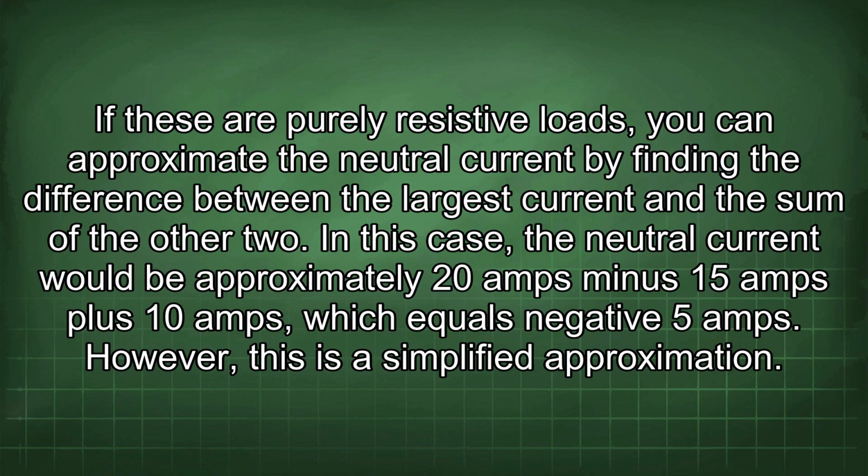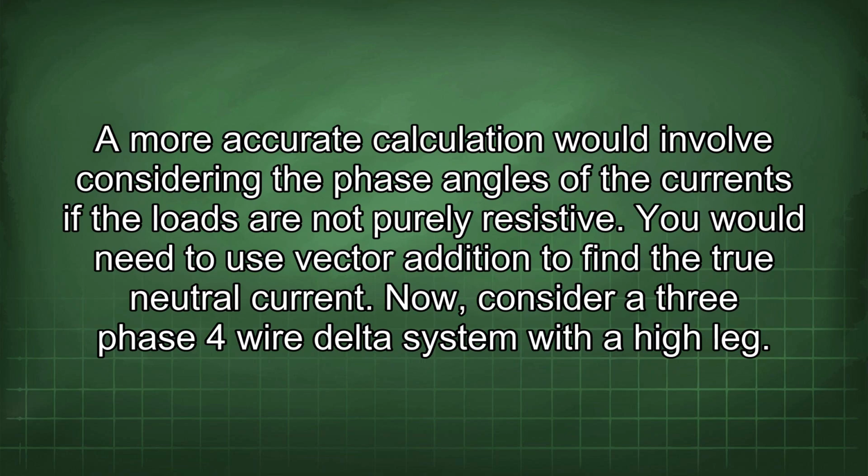If these are purely resistive loads, you can approximate the neutral current by finding the difference between the largest current and the sum of the other two. In this case, the neutral current would be approximately 20 amps minus 15 amps plus 10 amps, which equals negative 5 amps. However, this is a simplified approximation. A more accurate calculation would involve considering the phase angles of the currents if the loads are not purely resistive. You would need to use vector addition to find the true neutral current.